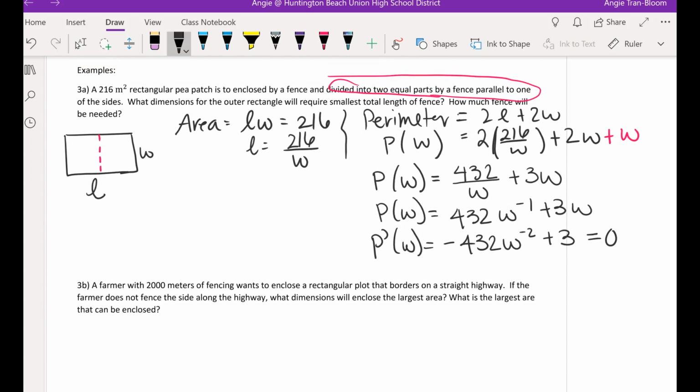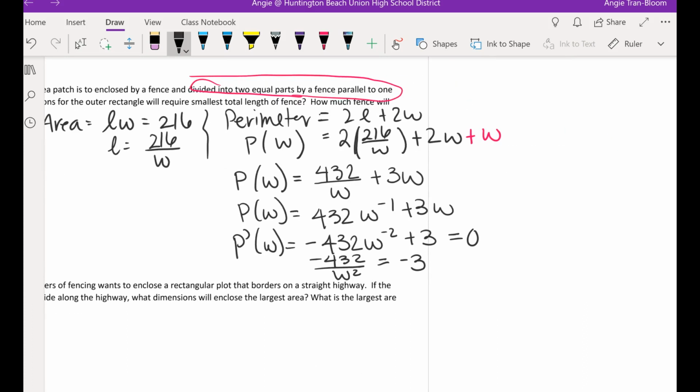So from here, I could rewrite this again as negative 432 over W squared plus 3. I might want to move the 3 over, so I can just make it equal to negative 3, just like that. And I need more space, so I'm going to go over here. So I will now cross multiply, or multiply both sides by W squared. So negative 432 equals negative 3W squared. Divide both sides by negative 3.